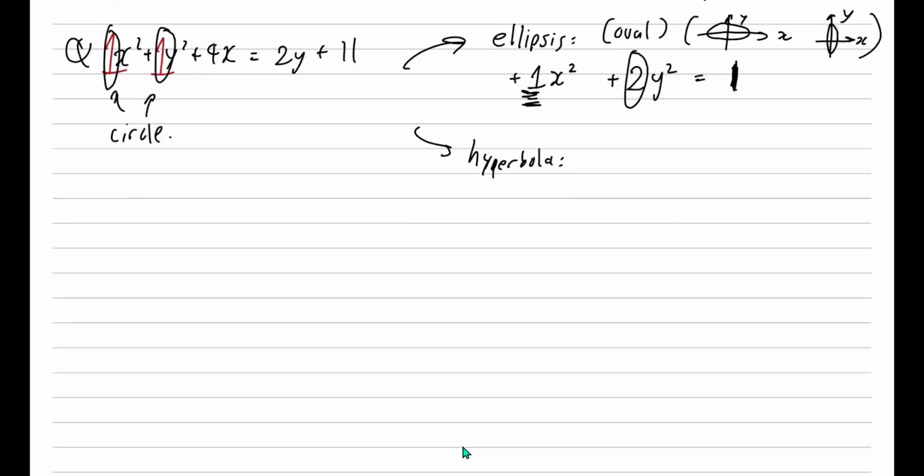A hyperbola is the other kind, where the sign is different. So maybe positive x squared, then minus y squared equals 1. Here, the sign is different. That's all, that's the key to getting a hyperbola. The sign is different.